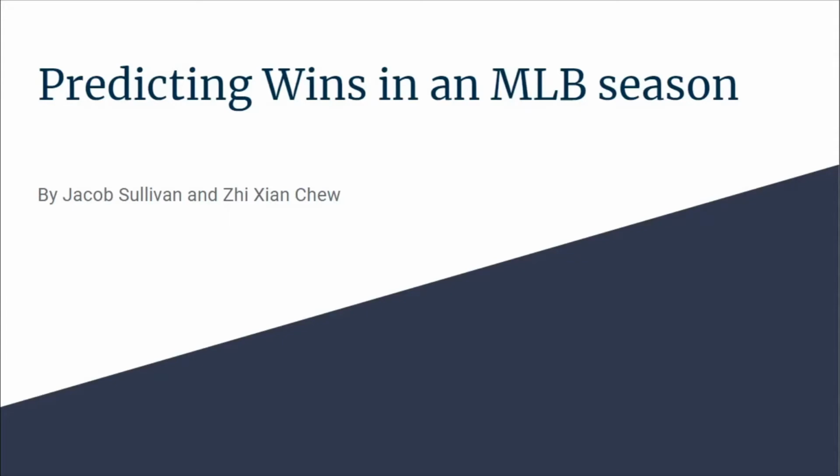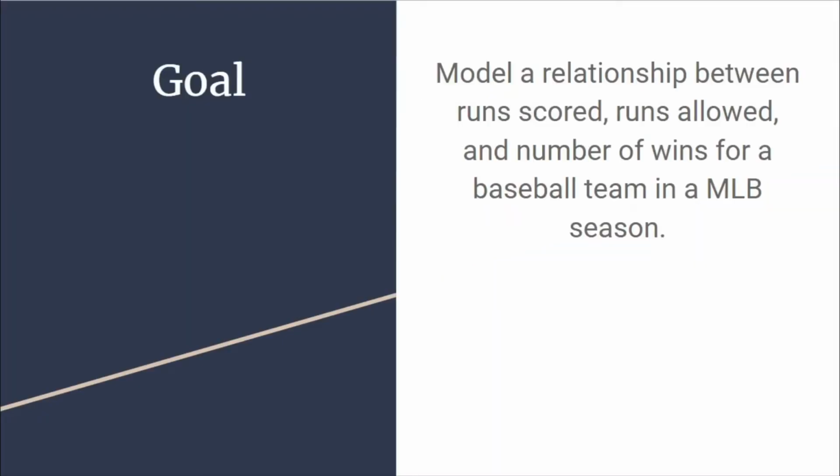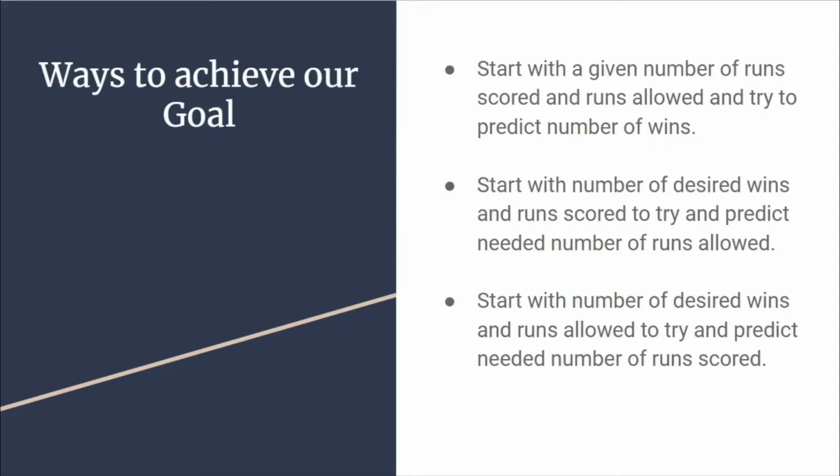The topic for our project is predicting wins in an MLB season. The goal for our project is to model a relationship between runs scored, runs allowed, and number of wins for a baseball team in an MLB season. Ways we've gone about achieving our goal are to start with a given number of runs scored and runs allowed and try and predict number of wins using that ratio. We've also gone about it by starting with the number of desired wins and runs scored to try and predict the number of runs allowed, or to start with the number of desired wins and runs allowed to try and predict the needed number of runs scored.